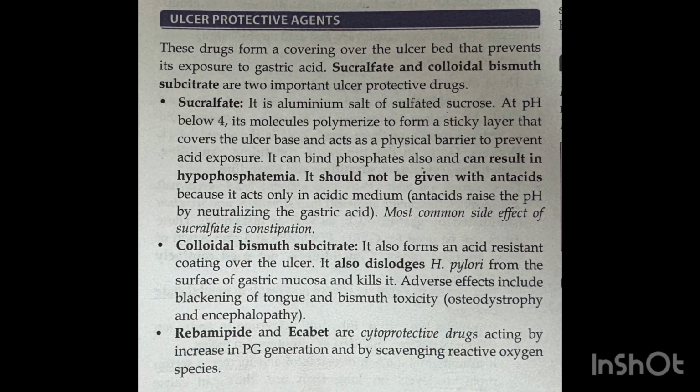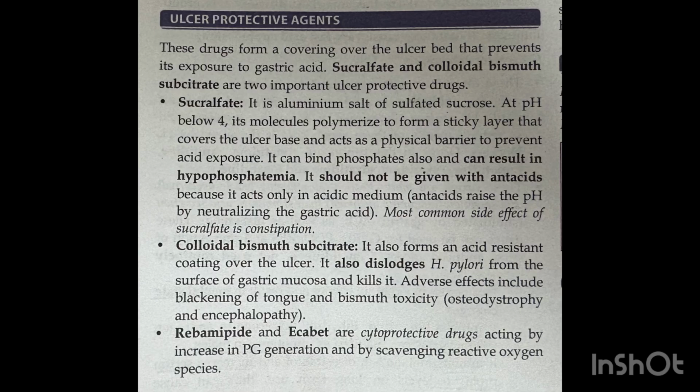It can bind phosphates also and can result in hypophosphatemia. It should not be given with antacids because it acts only in acidic medium. Antacids raise the pH by neutralizing the gastric acid. The most common side effect of sucralfate is constipation.